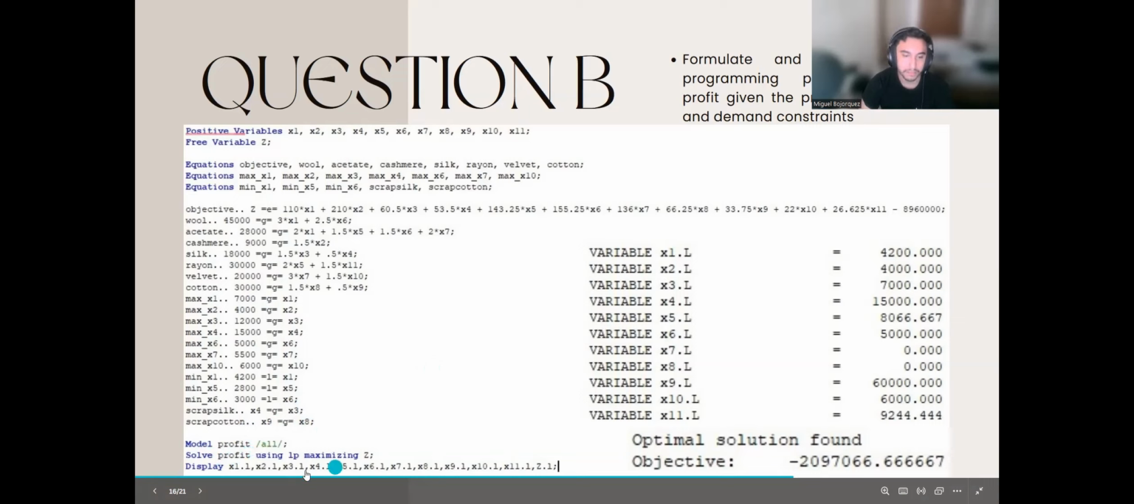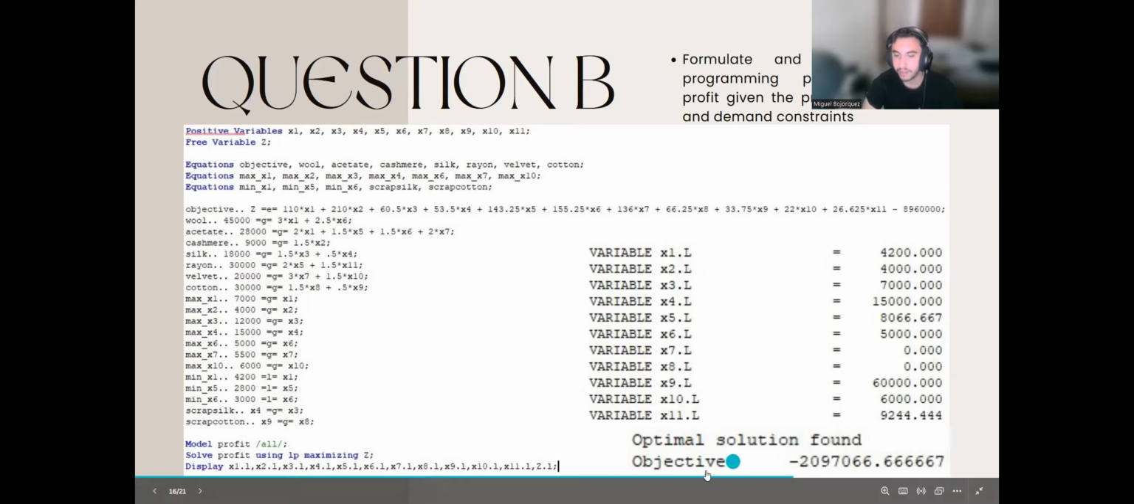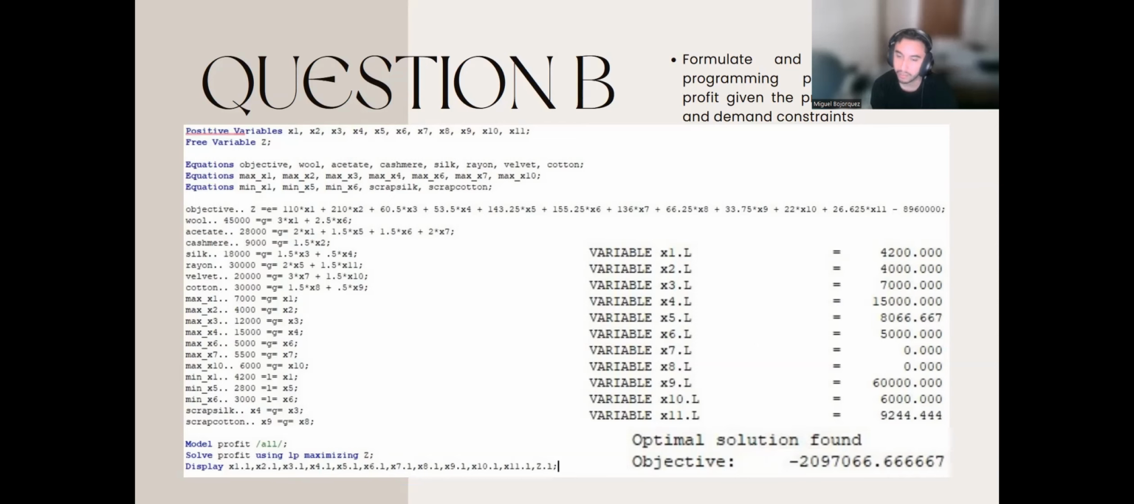We tell it to maximize C, and we also tell it to display the variables that we're seeing. And then on the right, we can see that we had 402,200 for the tailored shirt. We had 4,000 for the cashmere sweater, and so on and so forth. However, we can see that we do not need to produce any product for the variables x7 and x8, which would be a problem if it were declared, but since we did not declare that it was needed for them to have a product, it is what it is. And the optimal solution found is that the profit will be negative $2,097,066.6.